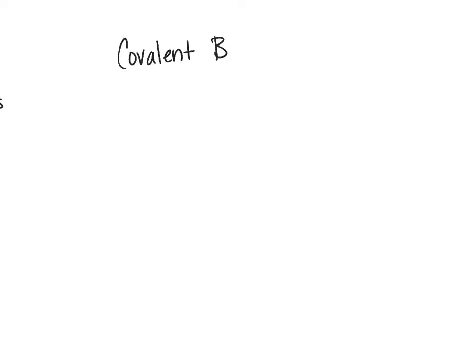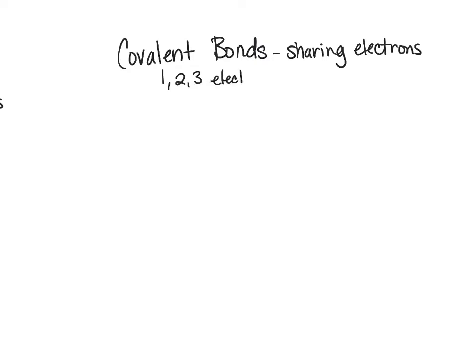So covalent bonds, or bonding. All right, so when we're talking about covalent bonds, this is different than our ionic bonds in that we're not gaining or losing electrons. In this case, we are sharing electrons. So this is when our two atoms are going to share. So atoms can share 1, 2, or 3 electrons. And that gives us our single, double, or triple bonds.